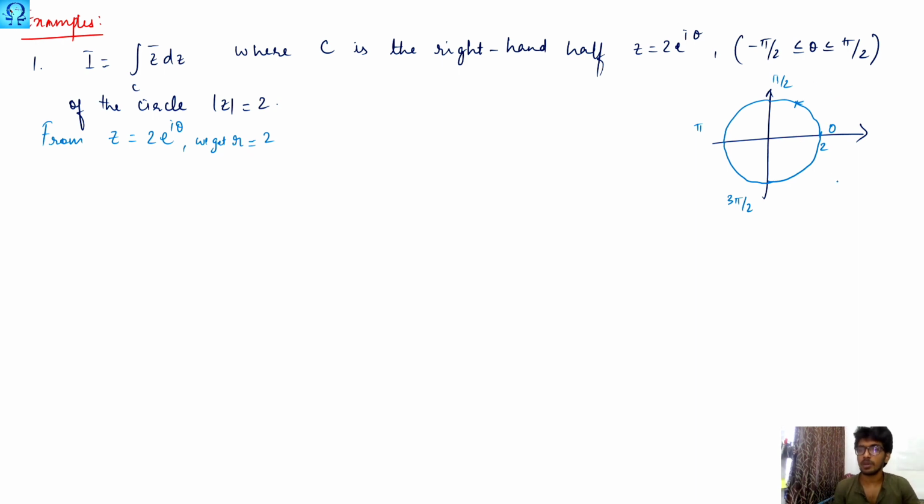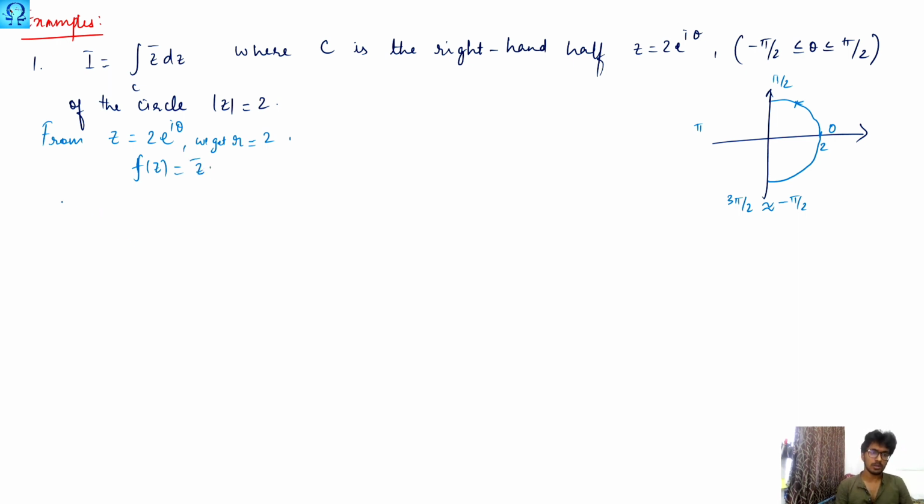What is minus pi by 2? If you travel in this direction, you see 3 pi by 2 is equivalent to minus pi by 2. So the part that we are going to consider is only this quantity, in this direction. So we have seen the contour over which we are going to integrate. The function f of z is given to be z bar.